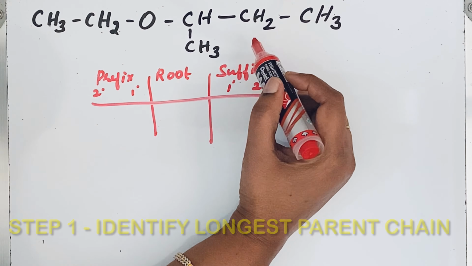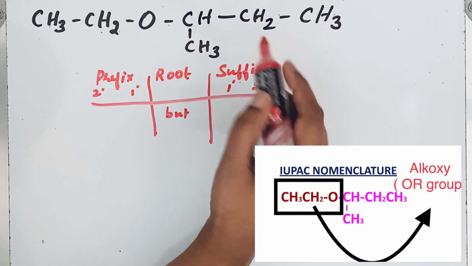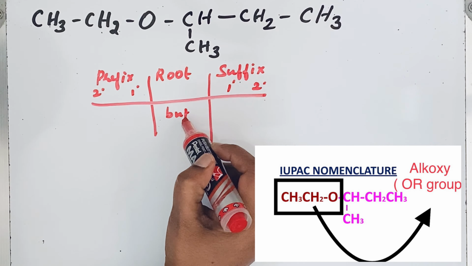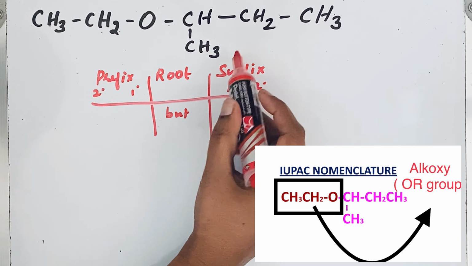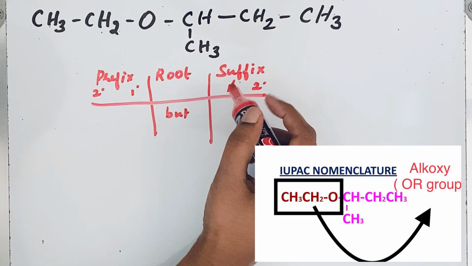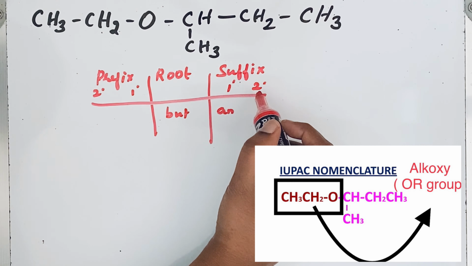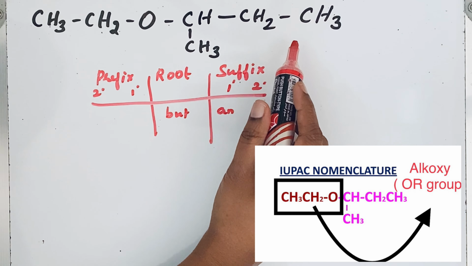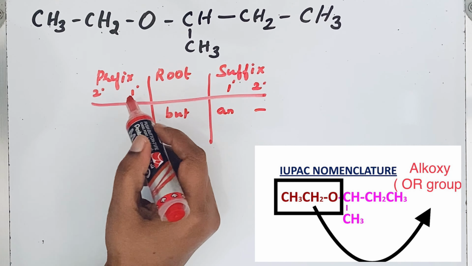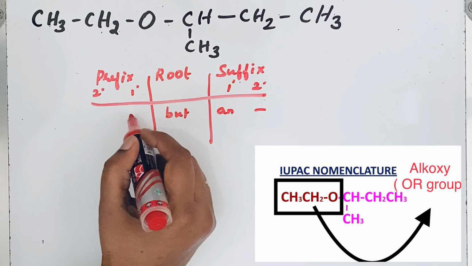So the root word is but, since it contains 4 carbon atoms, which is derived from butane. Then the suffix: here there is only a single bond in the parent carbon chain, so the primary suffix is ane, which shows only single bonds. For the secondary suffix, there is no functional group, so the secondary suffix is absent. This is not a cyclic compound, so the primary prefix cyclo is absent.